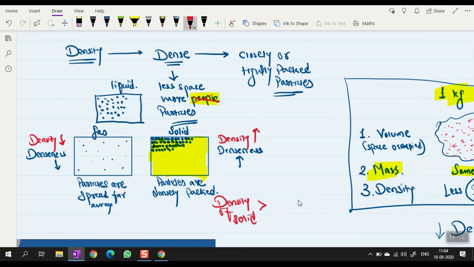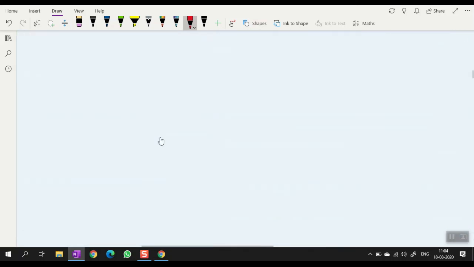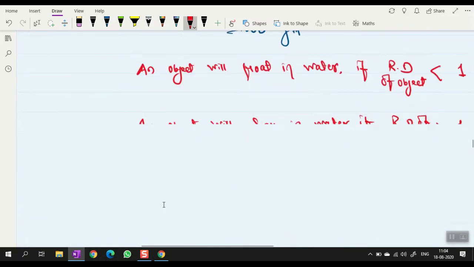Then comes liquid. Since liquid has particles close but not as close as a solid, the mass per unit volume of liquid is less than solid. So after the density of solid comes the density of liquids. After the density of liquid, the least density is of gases, because the particles are very far apart. So the greatest density is of solid, then of liquids, and then of gases. This is how we can compare the density of substances on the basis of the states of matter.